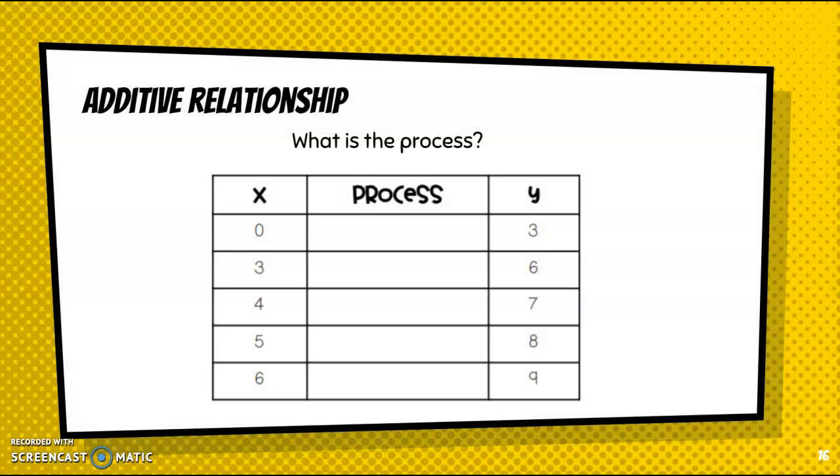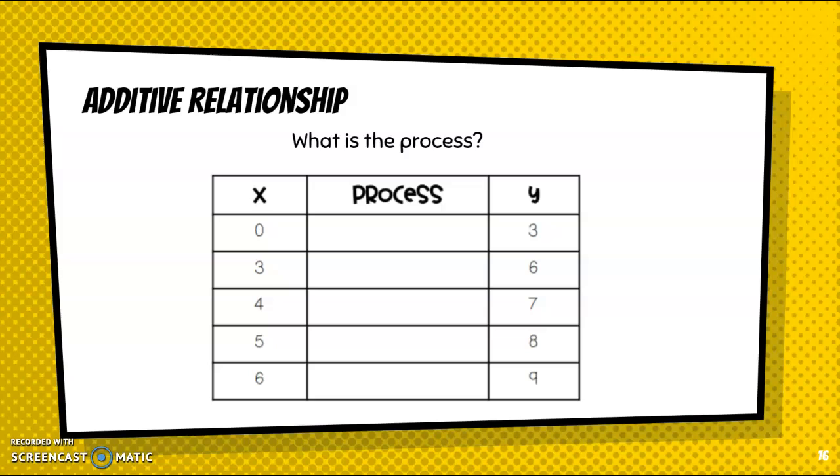So let's take a look at this table. Again, we're going to look at the process. How can we get from x to y? Now remember, this is an additive relationship, so we're going to be looking at addition or subtraction. So take a minute to think. How can we get from x to y on this table? We should be able to get from x to y by adding 3.